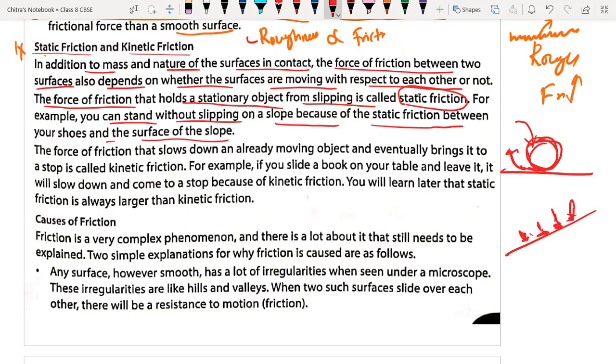That's why you don't slip on the surface. You can't slip. Okay, now next, the force of friction that slows down an already moving object. In the case of a rolling ball, suppose here we have the surface and the ball is rolling here, and after some time that ball will travel a certain distance, and after that it will stop moving.